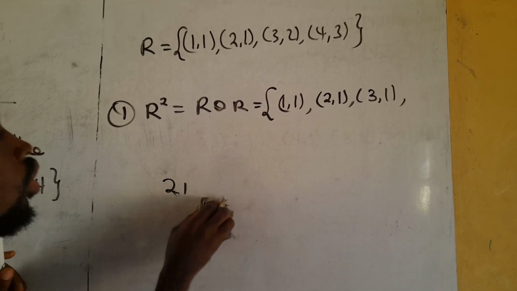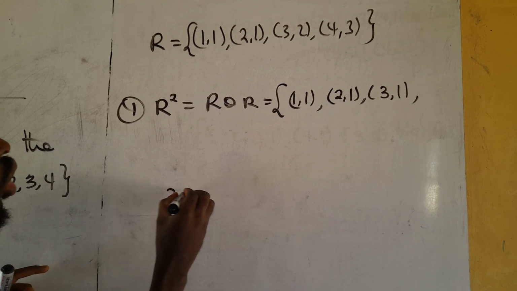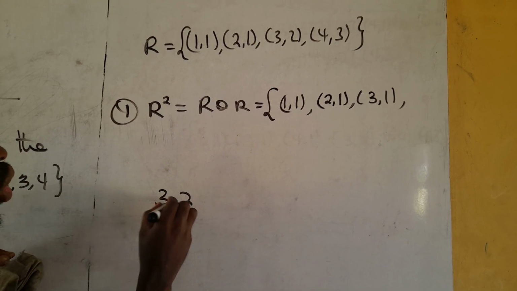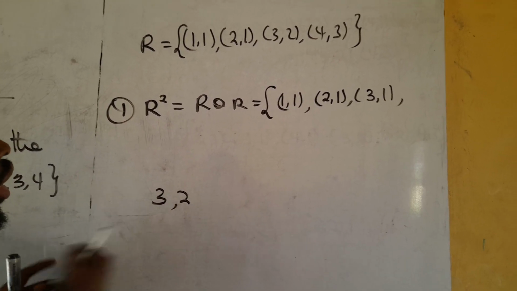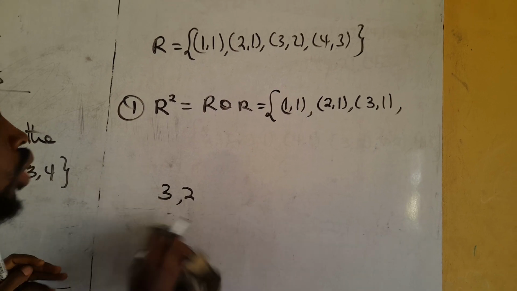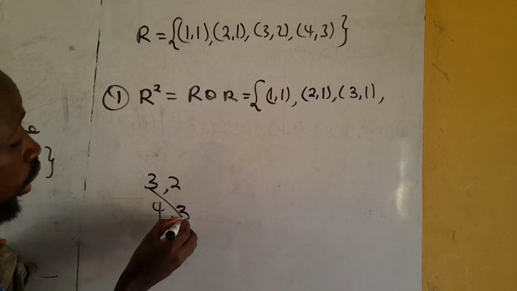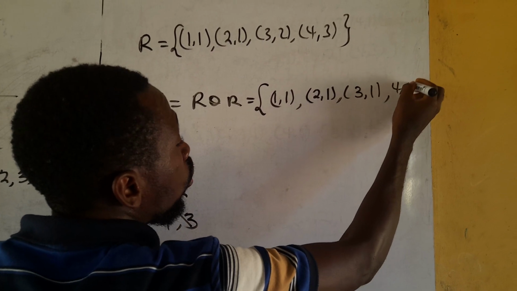So we ignore. The next one is (3,2). (3,2) against (1,1): there is no corresponding. (3,2) against (2,1): there is no corresponding. (3,2) against (3,2) itself: there is no such corresponding. Then (3,2) against (4,3): look at it, the 3 corresponds with this 3. Then we have the other pair (4,2).